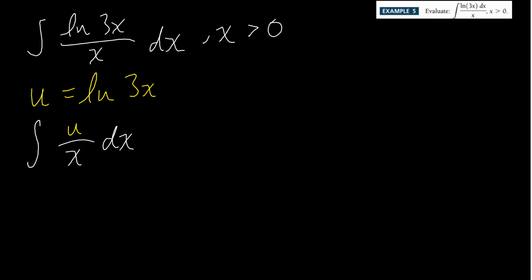Well, let's go up here. We're going to take the derivative of both sides again. So the derivative of u is going to be du, and then the derivative of the natural log of 3x. Let's actually do this down here because I feel like it could get lost. Let's start that over. I don't feel like I explained that well.